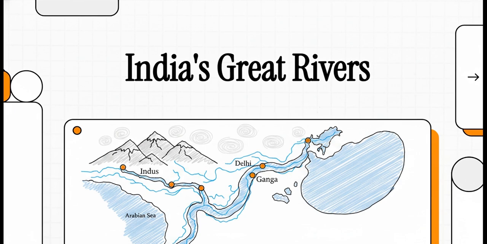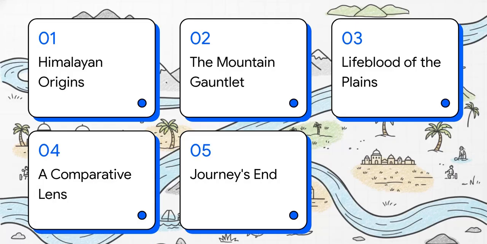So, let's dive in. Here's how we're going to tackle this. First, we'll start right at the source, way up in the Himalayas. Then, we'll follow them as they carve through some insane mountain ranges. After that, we'll see how they become the lifeblood of the plains. We'll put them side by side for a little comparison, and then we'll wrap up with a quick quiz to make sure all these crucial facts are locked in.